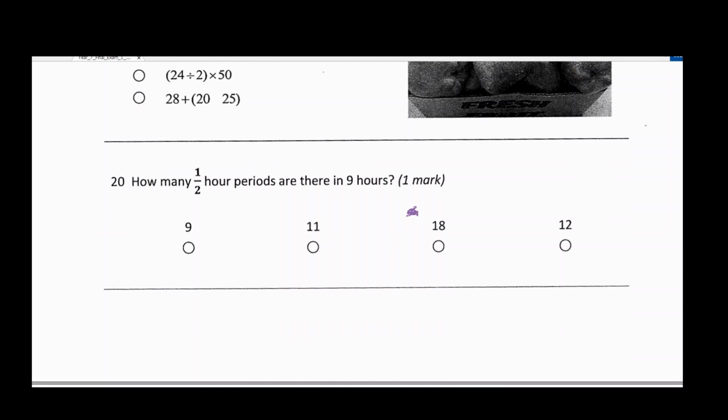How many periods are there? How many half-hour periods are there in 9 hours? So in 9 hours, there's going to be 9 times 2. 9 twos, 18.